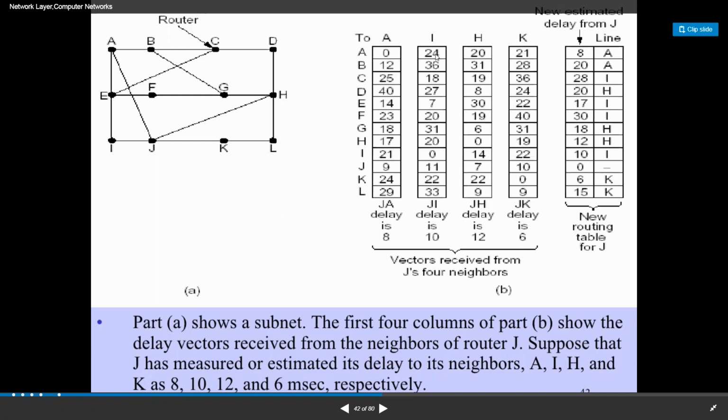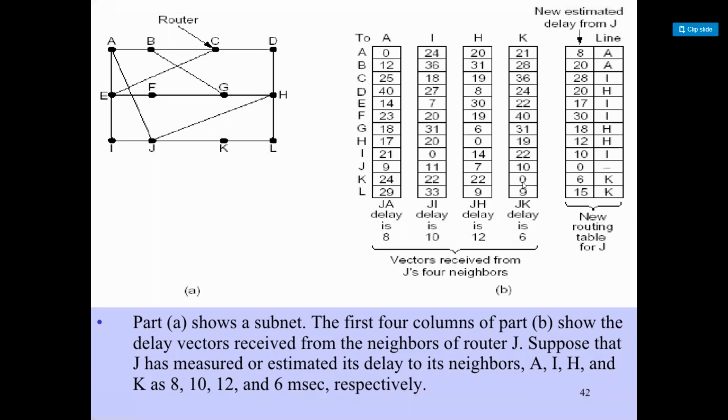And in the ith routing table, I to I is 0. The rest of the values will be our own. In the H routing table, H to H is 0, and the rest of the values are our own. And K to K is 0. The rest are our own values. From these routing tables, we need to derive a new estimated delay from J, that means J's routing table.